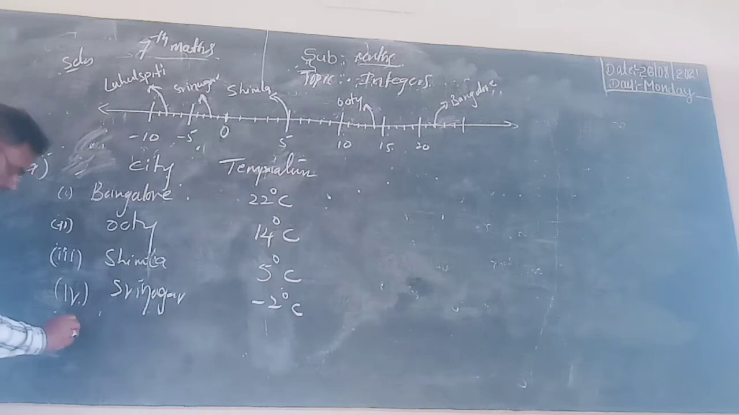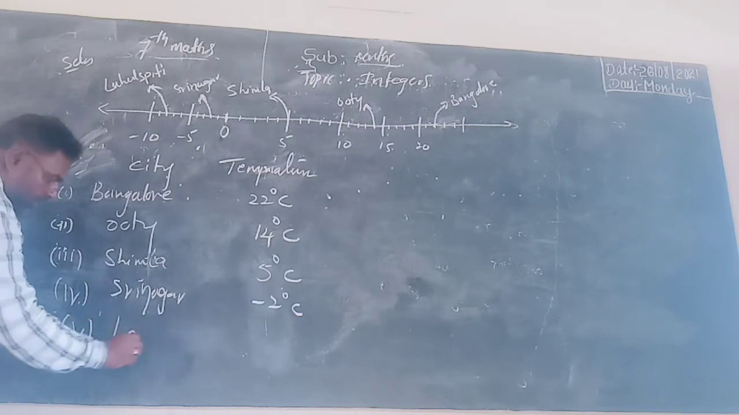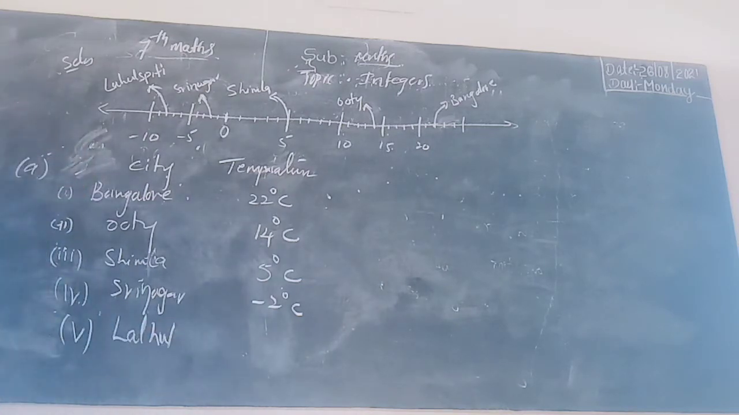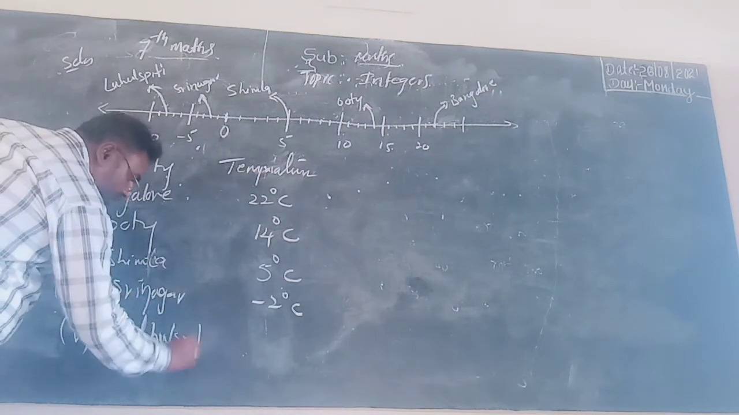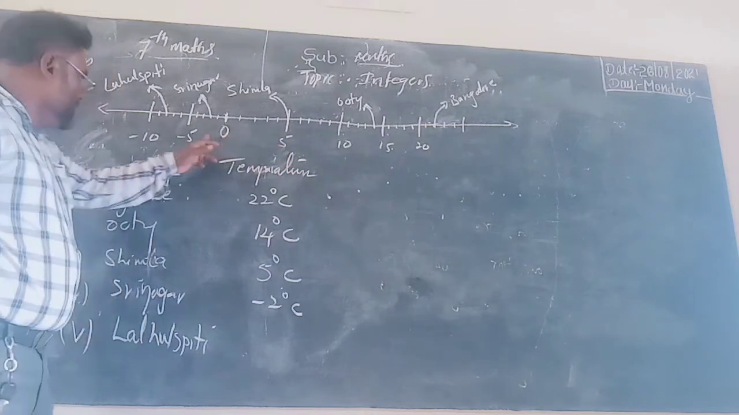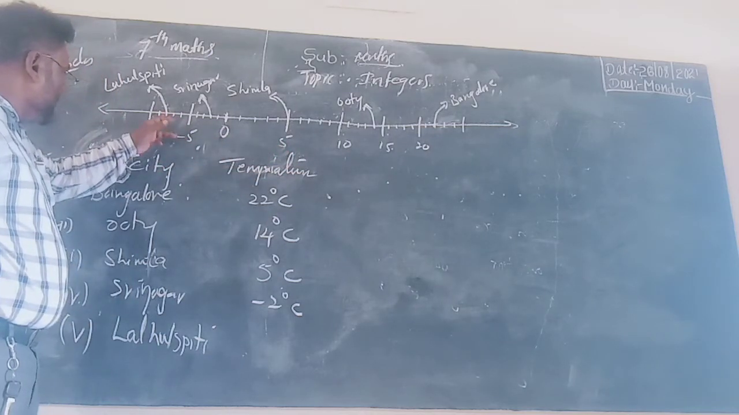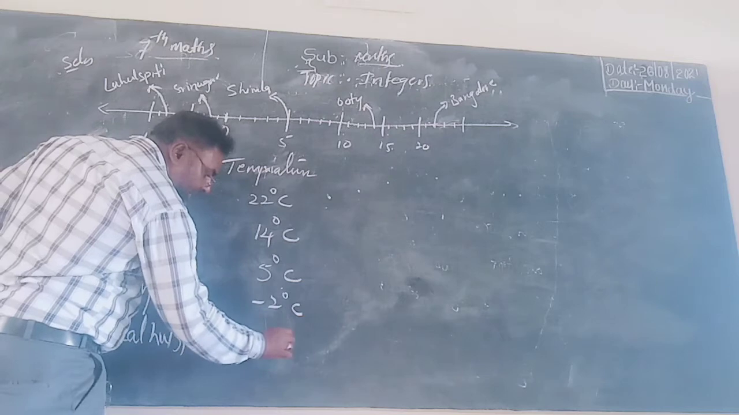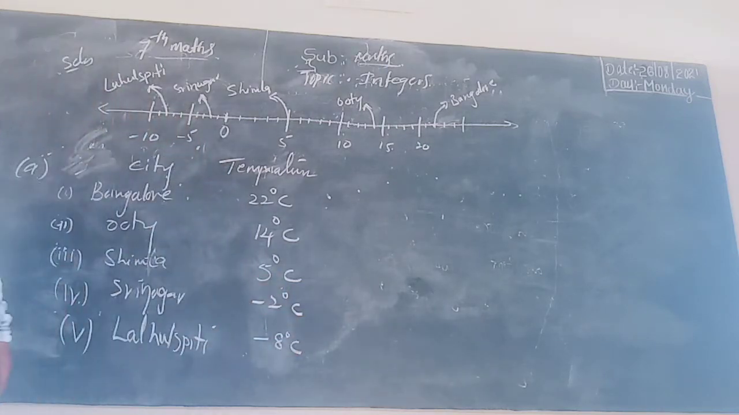Next, the last one, the fifth one, Lahul Spiti. How much is the temperature? Minus 5, 6, 7, 8. That is minus 8 degrees centigrade. Understood?